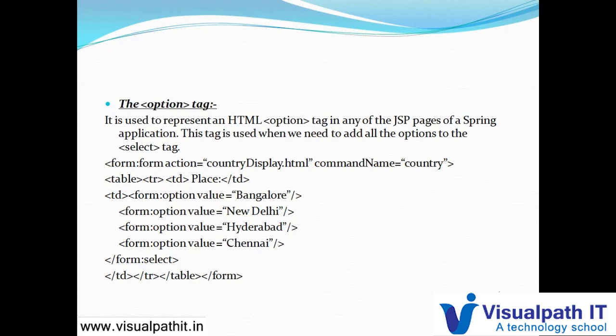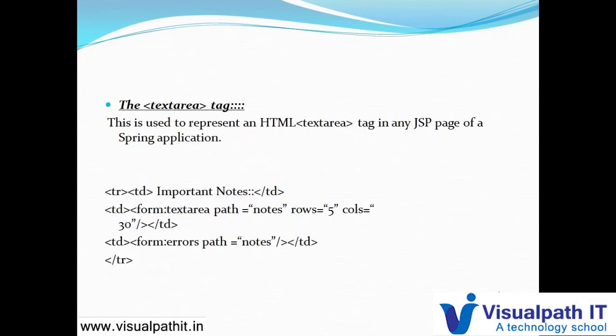Next is options. Options is nothing but a list of HTML option tags, where we will have items is equal to ${placeList}, where all the list will come in by default one by one. It will be accessed in a single row.